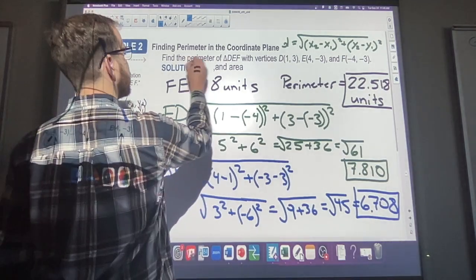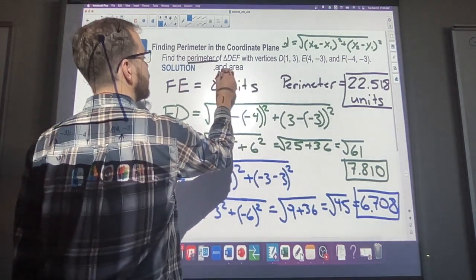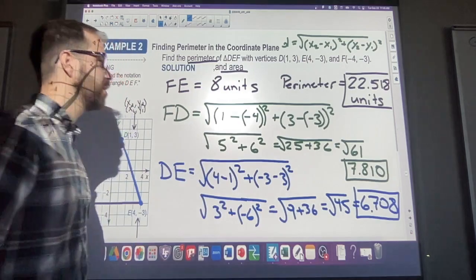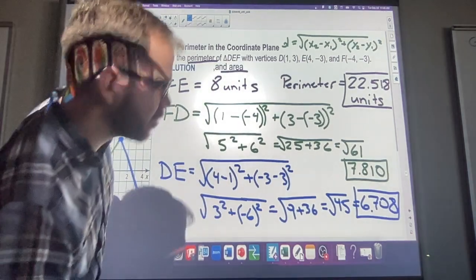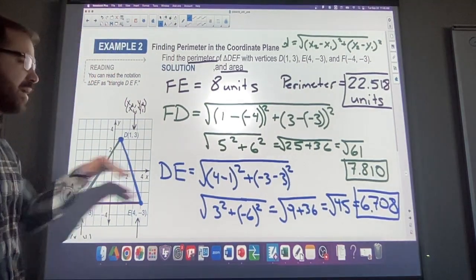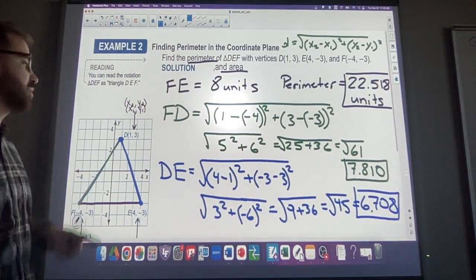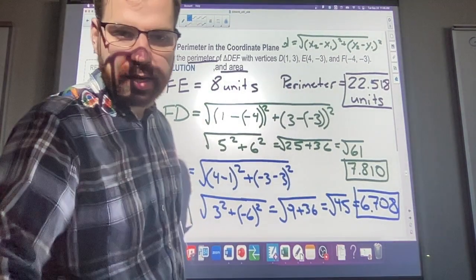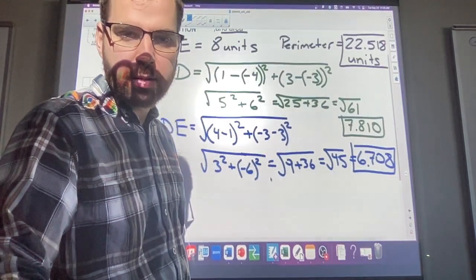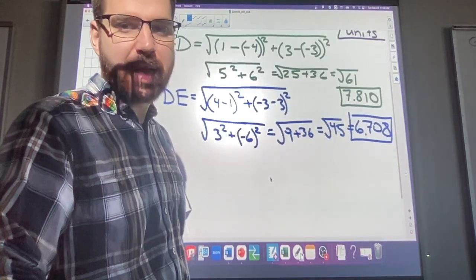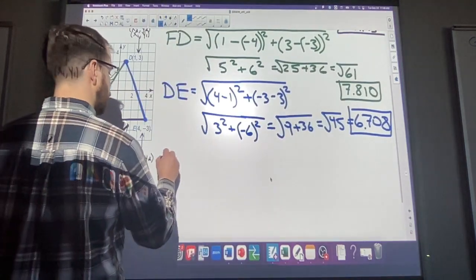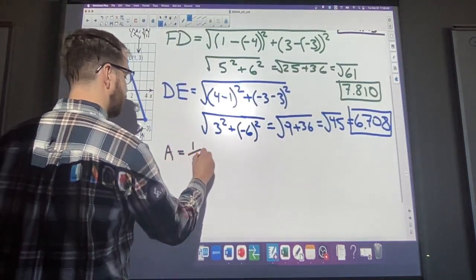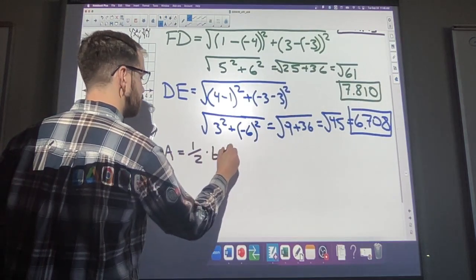Okay, so we found the perimeter. Excellent. I just want to tack this on. I want to find the area of this triangle here. Okay, because it's a little tough to see when we have it in the coordinate plane. But remember, we need a base and a height, and it's 1/2 base times height. So I'm going to scroll down a little bit here. And this one's actually not bad once you have it graphed. Because remember, area equals 1/2 times the base times the height.